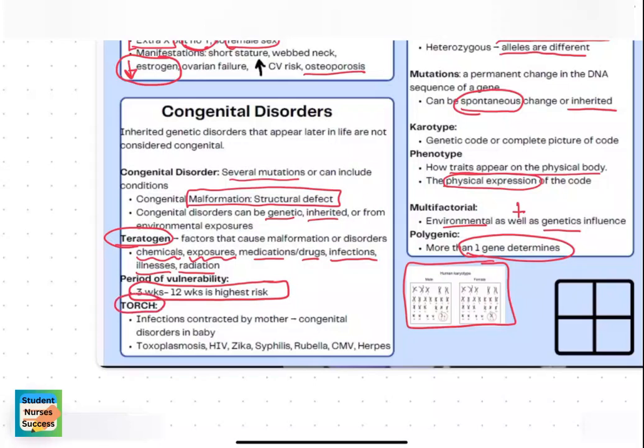PORCH is a group of infections that, when contracted by the mother during pregnancy, cause a high risk of congenital disorders in the baby. These include toxoplasmosis, which is from cat litter boxes, HIV, Zika, which can cause microcephaly, which is a small head in the baby, syphilis, rubella, CMV, and herpes.